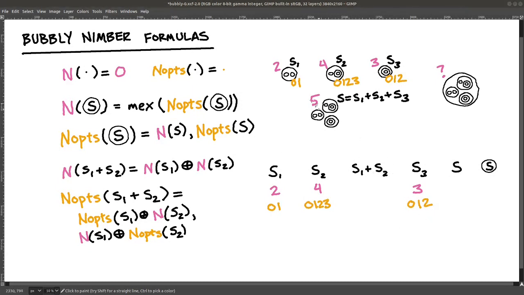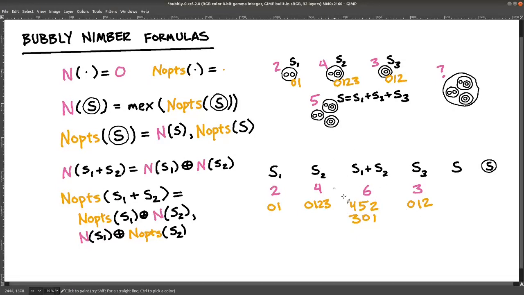So S1 plus S2, just these 2 bubbles together. Of course, the nimber for this will be 2 XOR 4, which is 6. And the orange numbers will be 0 XOR 4, which is 4. 1 XOR 4, which is 5. 2 XOR 0, which is 2. 2 XOR 1, which is 3. 2 XOR 2, which is 0. And 2 XOR 3, which is 1. Okay, so 0, 1, 2, 3, 4, 5.